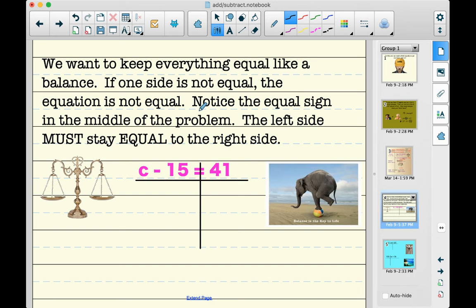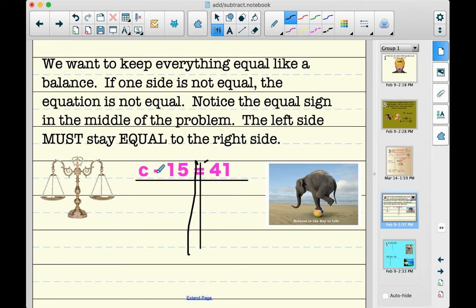Okay, we're going to do some subtraction equations as well. Okay, but here's a reminder. We want to make sure everything is kept equal and in balance. Okay, notice we got the equal sign in the middle. Let's do the double line. The left side must stay equal to the right, which means whatever we do to one side, we have to do to the other one. Okay, so looking at a subtraction example real quick.